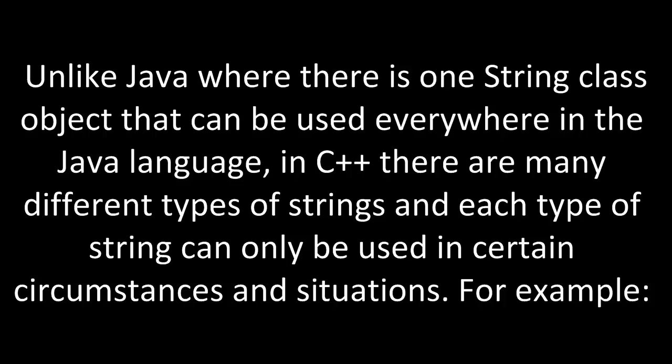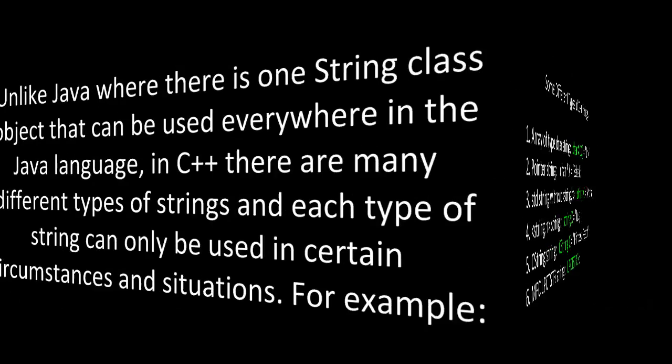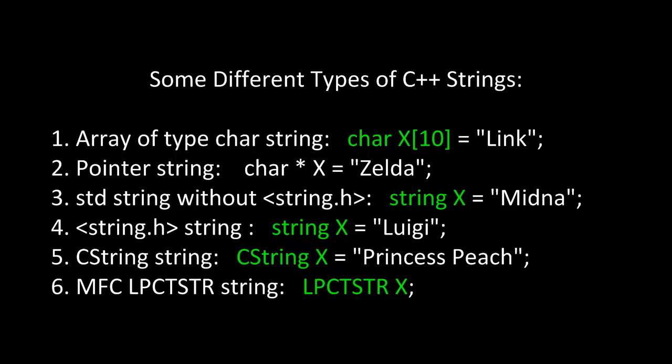Unlike Java, where there is one string class object that can be used everywhere in the Java language, in C++ there are many different types of strings, and each type of string can only be used in certain circumstances and situations. For example, here are examples of some different types of C++ strings. There is an array of type character string, there's a pointer string, there's a standard string without the string.h header file, there's another kind of string when you include the string.h header file, there's a C string, and then there are also MFC string objects like LPCTSTR string.